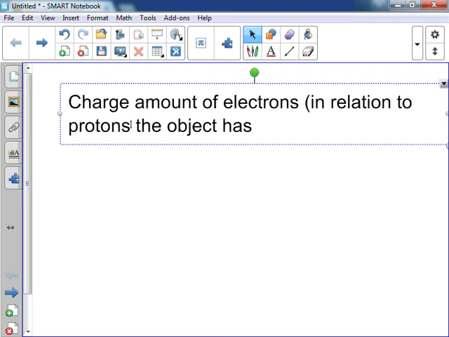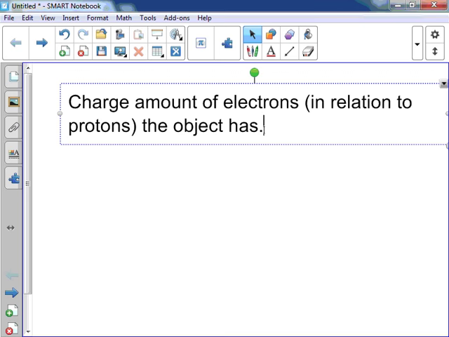Now, why did I write in relation to protons? Because literally we are looking: does it have the same number of electrons as protons? Does it have a different number of electrons? We have to take a good look at that and make sure it's all what we want. So this is basically our functional definition of charge.